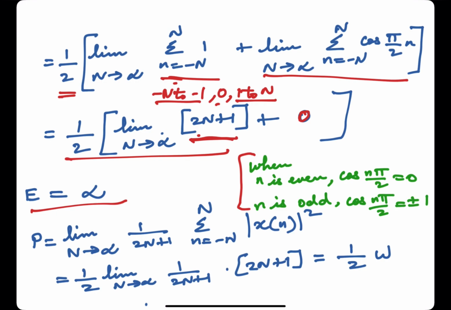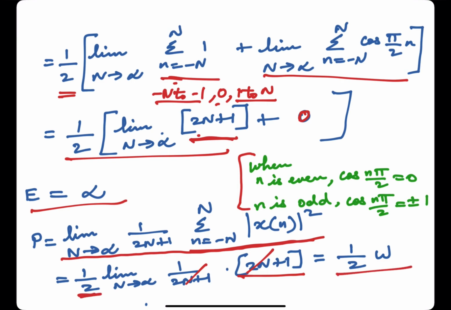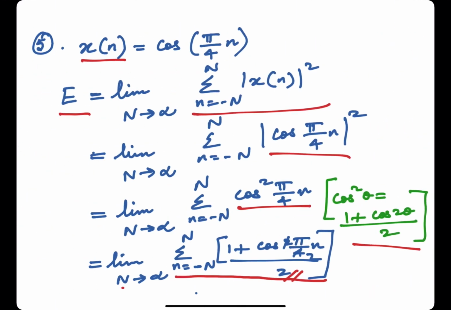So power P is equivalent to limit n tends to infinity 1 by 2n plus 1 summation n equal to minus n to n mod x of n the whole square. The summation we had already calculated, that is nothing but 2n plus 1. So we substitute this 2n plus 1, and the 2n plus 1 will get cancelled, and the constant value 1 by 2 will remain. So this is a power signal. The answer is 1 by 2 watt.